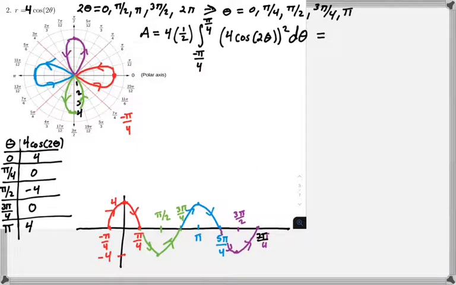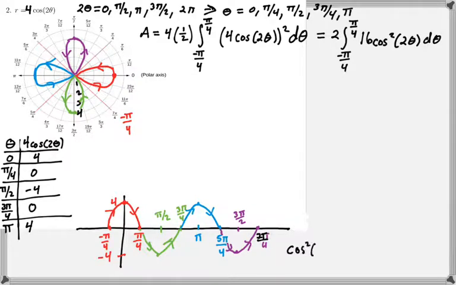Okay, I went ahead and fixed that. I had 4 on my brain again. So the r squared is 4 cosine of 2 theta quantity squared. So let's go ahead and simplify that. On the outside, we're going to have 2 integral from negative pi over 4 to pi over 4 of 16 cosine squared of 2 theta d theta.